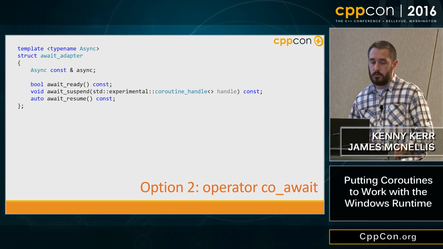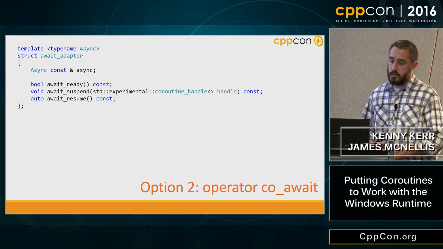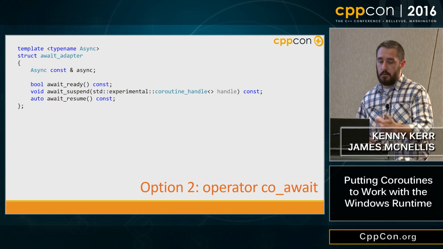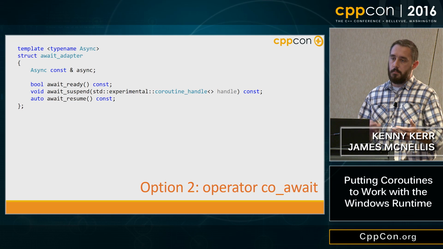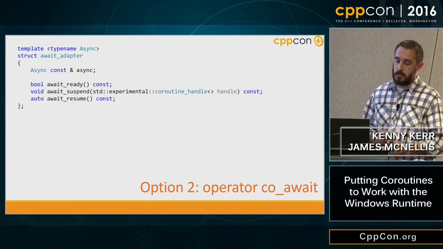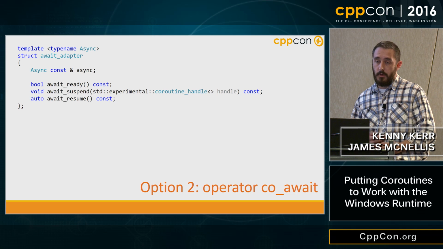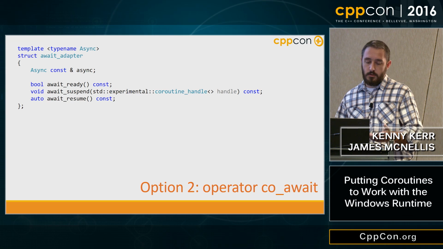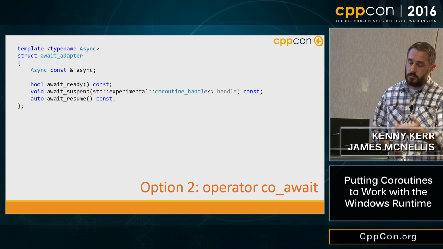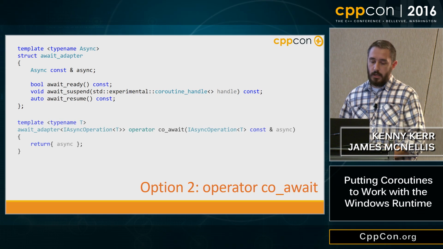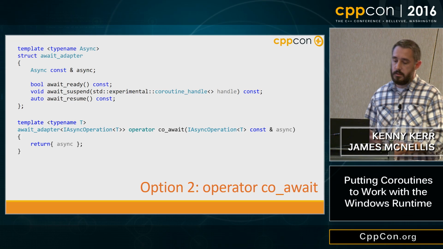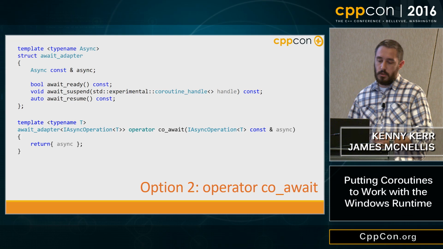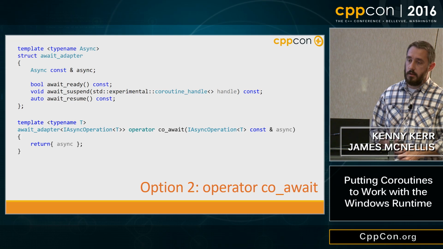Another option is to use operator co-await. In this scenario, you might imagine that you have some type like async action that doesn't in fact have these three methods, and so we want to adapt it to work in that fashion. It might be just because you can't add those methods to somebody else's type, or you don't want to. But it's up to you. There are two options for that. What you can do is define a type that adapts it, and then define the operator co-await that takes the async operation and wraps it in an await adapter so that the compiler then sees something that it can actually await on.